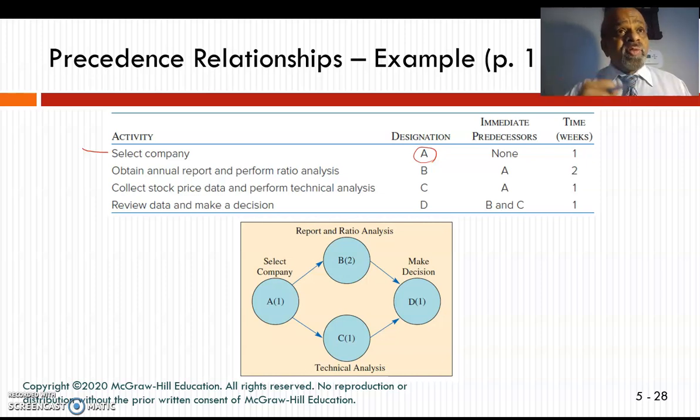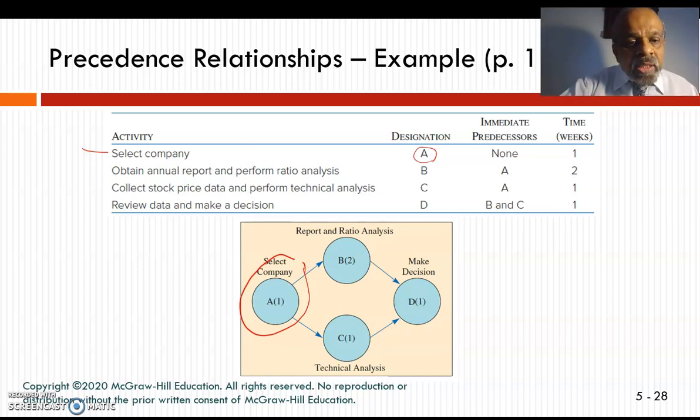And that is the start of the project. So there is no immediate predecessors. That means there is nothing before that. There is no activity before that. So A is where we are starting. So this is my project A, or the activity A.